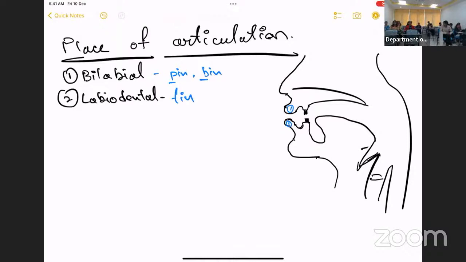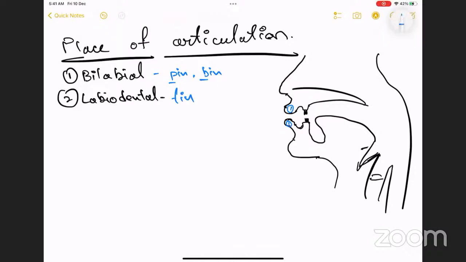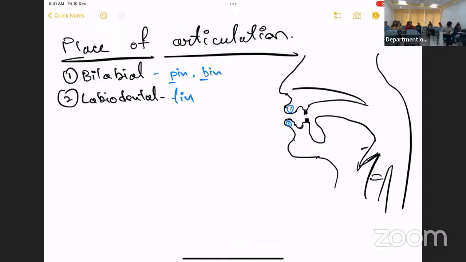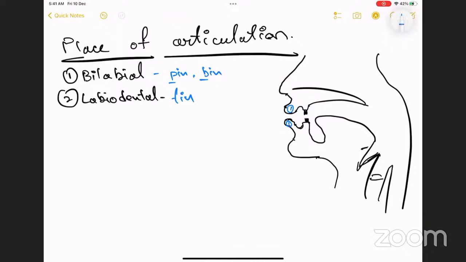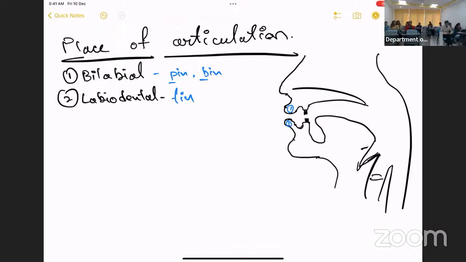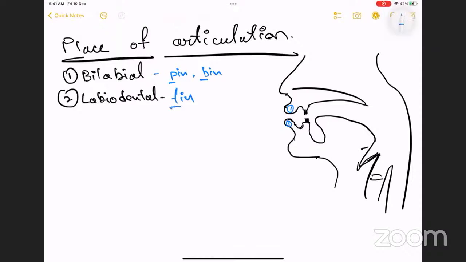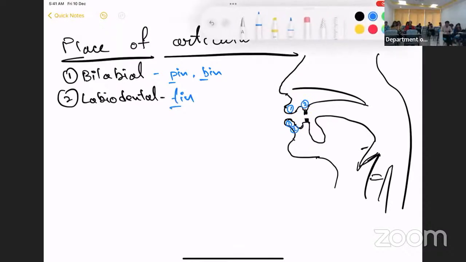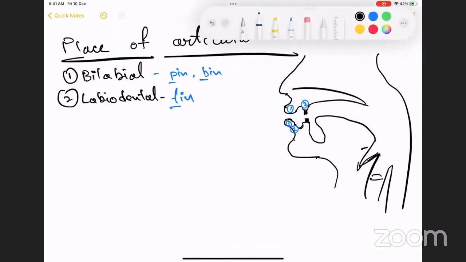The lips and teeth. Can you tell me which lip and which teeth? We have upper teeth, lower teeth, upper lip, lower lip. Lower lip and upper teeth. Very good. The upper jaw teeth, that is the incisors, the front teeth, come in contact with the lips. So you have the second one coming over here. Now that is the labiodental.